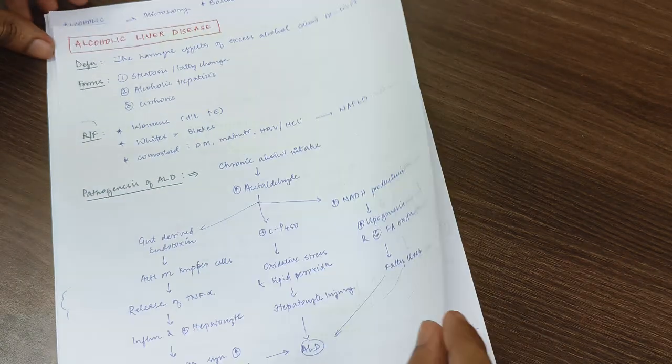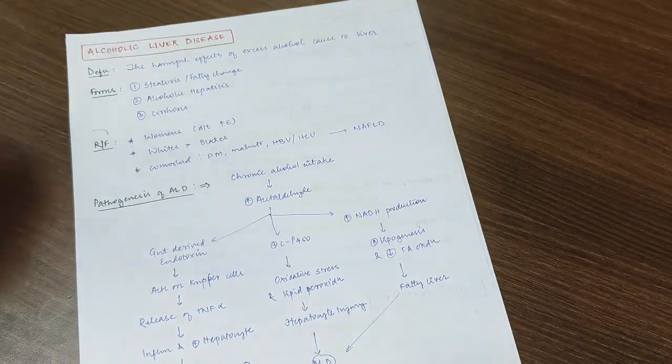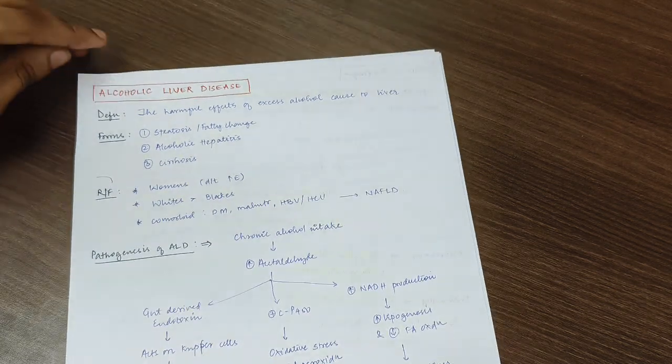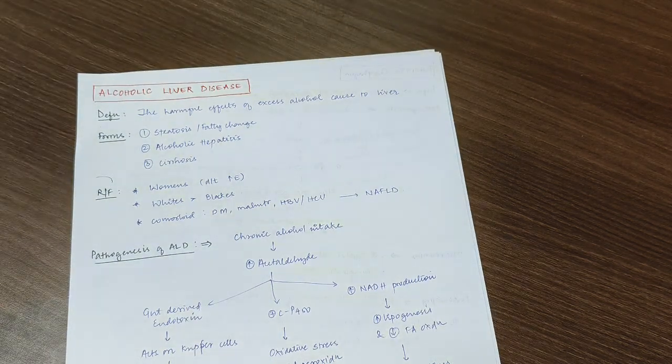Okay, we are done with the GIT. Now we will move to liver. In the liver, what is the definition of alcoholic liver disease? The harmful effects of the excess alcohol on the liver are called alcoholic liver disease.